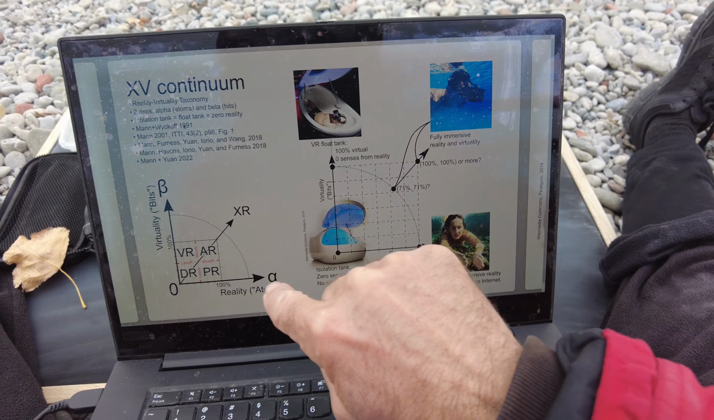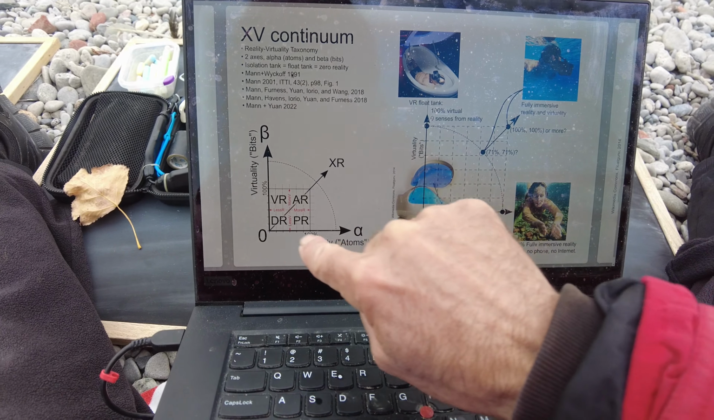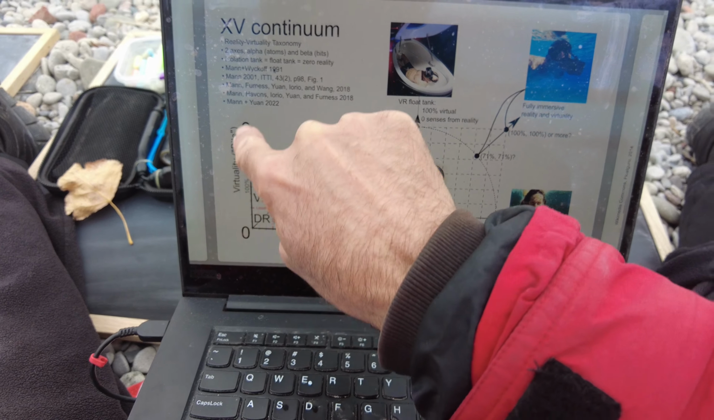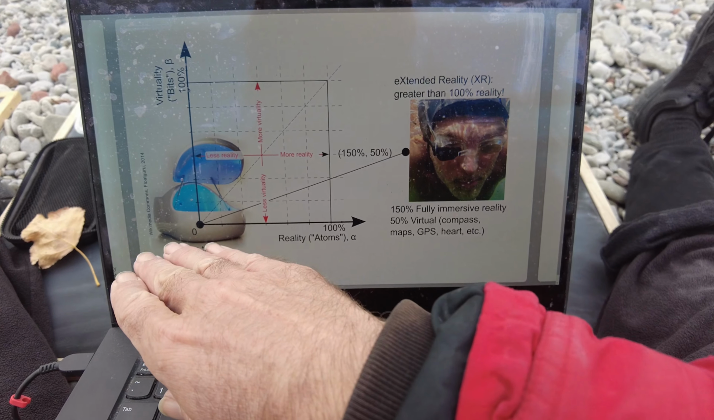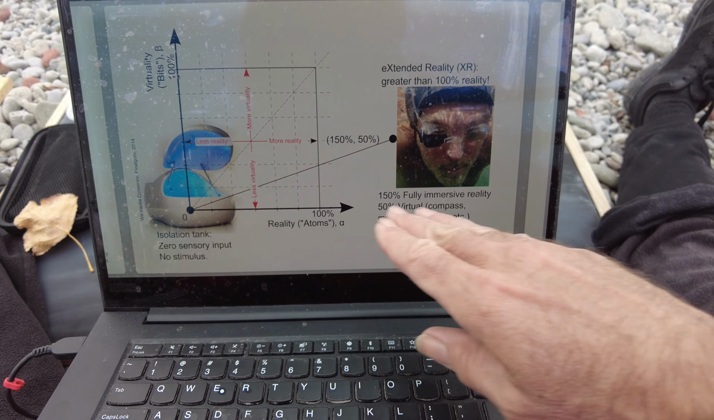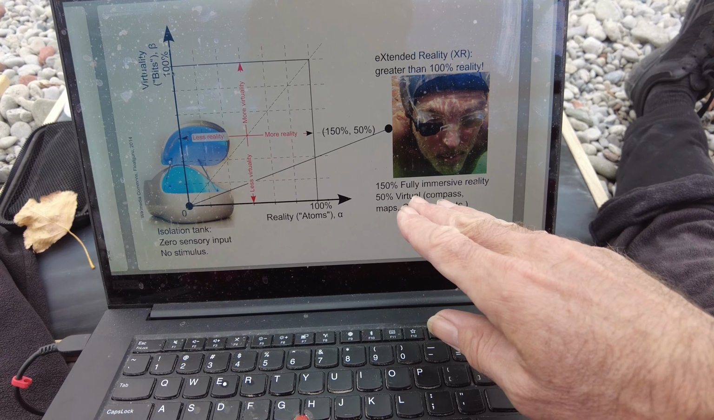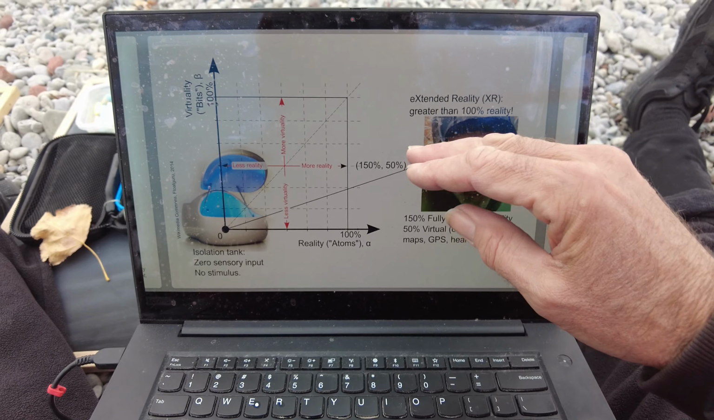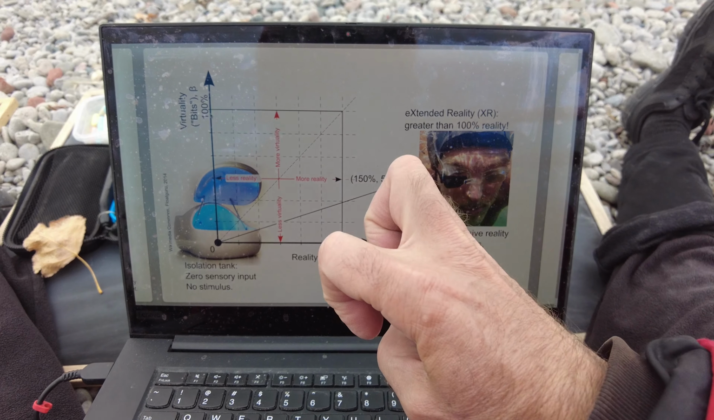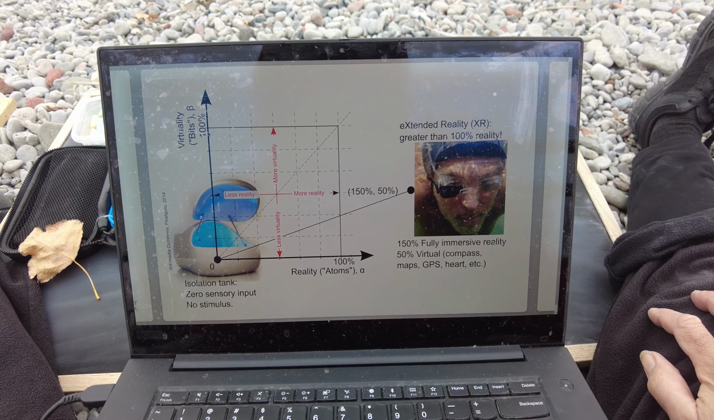So XR is this bigger space that encompasses these four and then much more. For example, with this awareness, XR can give you a point that's 150% of reality, say, and maybe 50% of virtuality. You maybe only want a little bit of virtual input, but you want to heighten your sense of awareness of the real world.